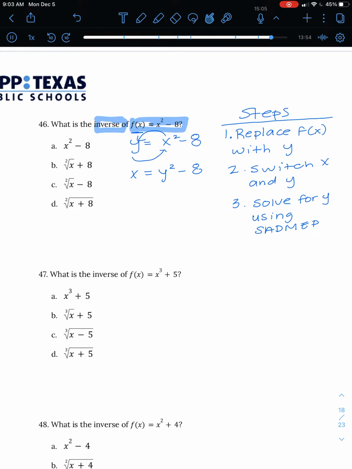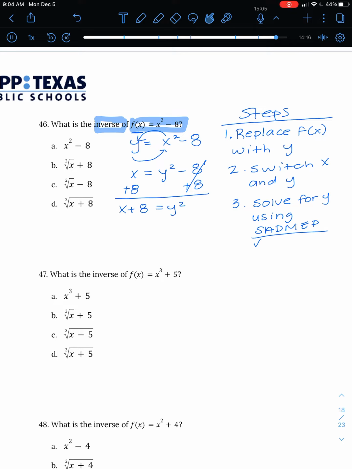After that, we can go ahead and solve for y using SADMEP. So if I use SADMEP, it says that I'm going to focus on subtraction first. So I see the minus 8. I am going to add it to the other side of the equal sign. This now cancels out. You have x plus 8 equals y squared.